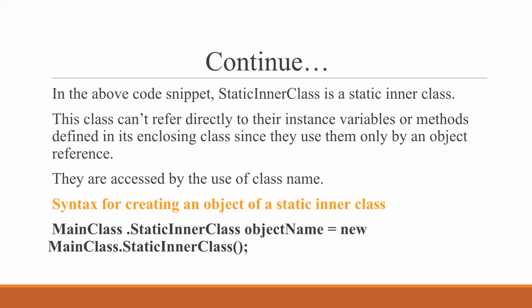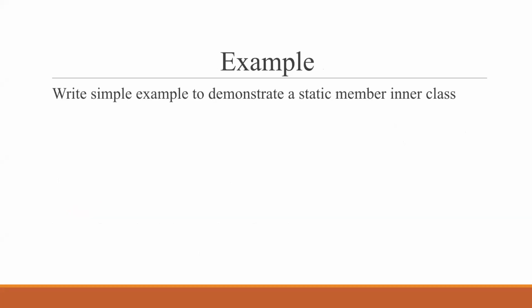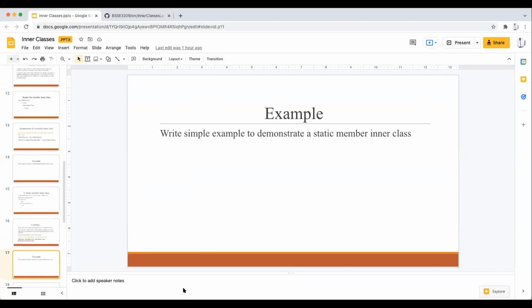You have the outer class, which is the main class, then dot the static inner class, the name of that static inner class, then the object name, then new, the outer class name, then dot the name of that static inner class. Now I'm going to demonstrate using a small example how we can instantiate a static member class and how to access its variables and methods, the members of that class. Just a simple example.